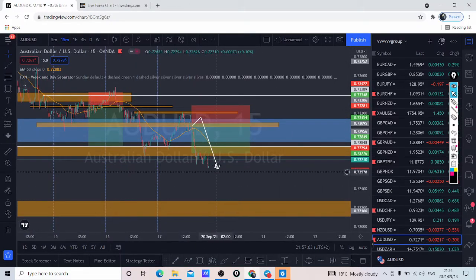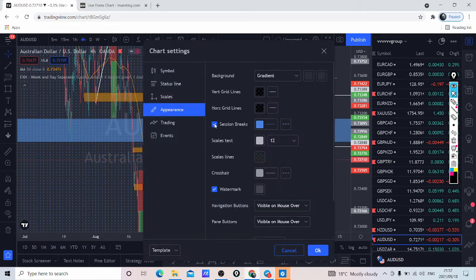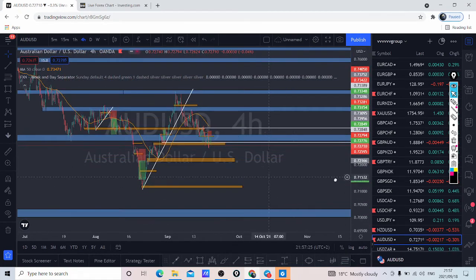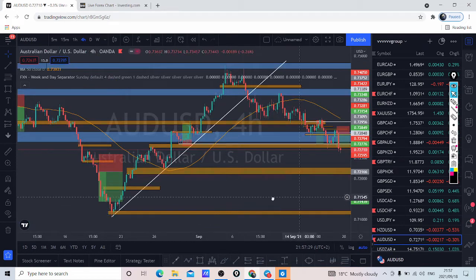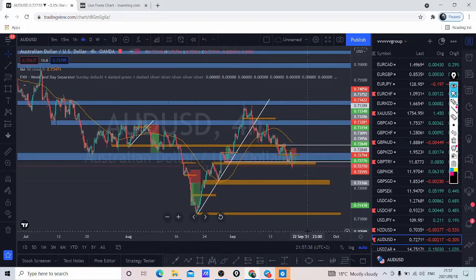The only thing that we need to be careful of is this big support zone, this one here. I can even show you on the higher time frame, maybe on the H4. Just remove this. So we must be careful of this support, because it's also lining up with a very big key zone, this support here. It's also lining up with this.